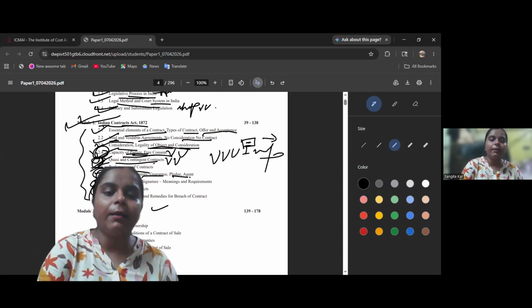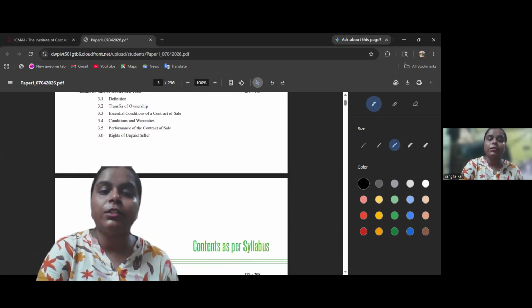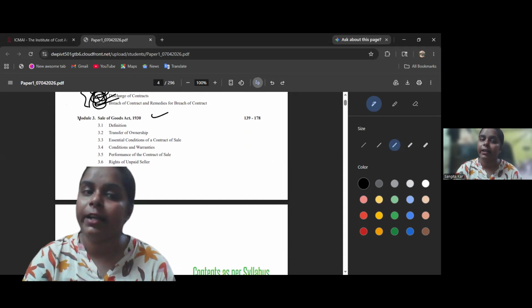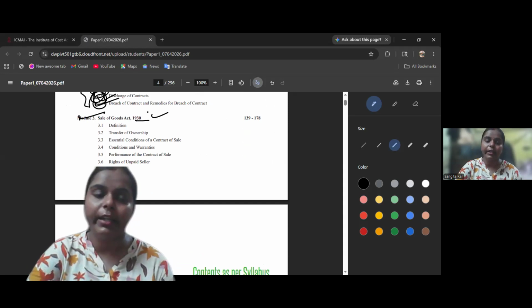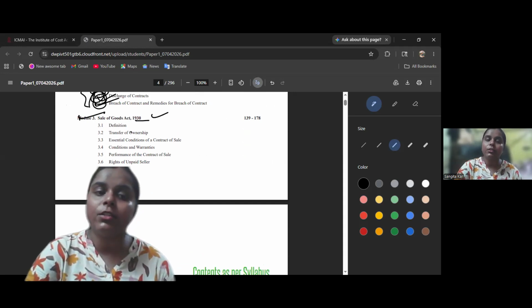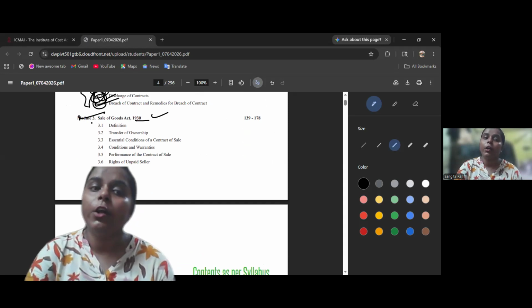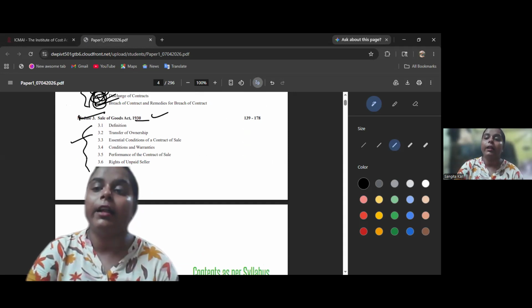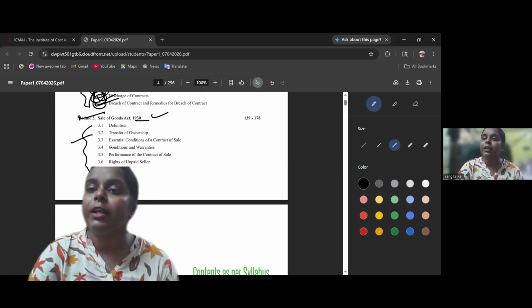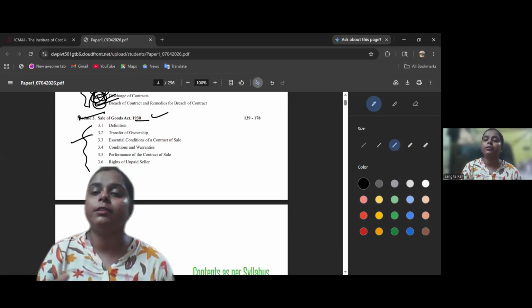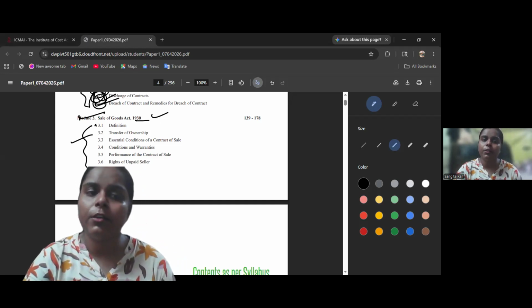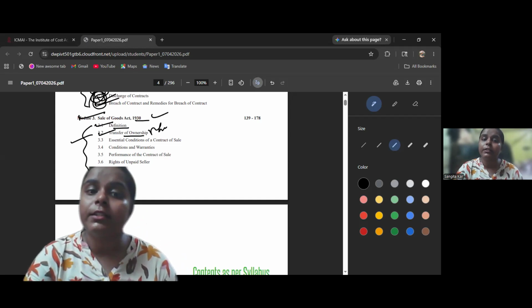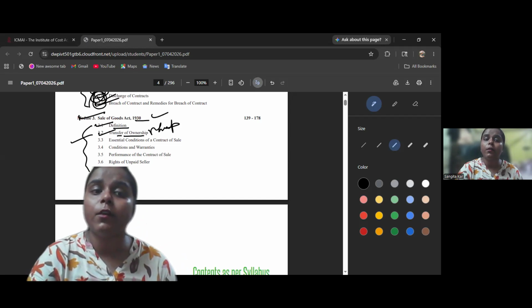Then come to the Sales of Goods Act. This will also be a very important chapter. This chapter will also come in your inter level. In CMA Inter there is also a chapter on Sales of Goods Act. You will learn the basic level here, and from CMA Inter you will learn the Sales of Goods Act thoroughly. At first you have to learn the definition, then transfer of ownership. This is the main thing you have to know about transfer of ownership.